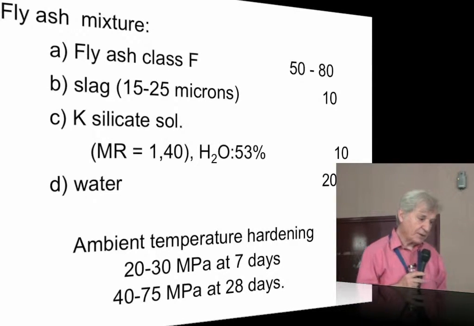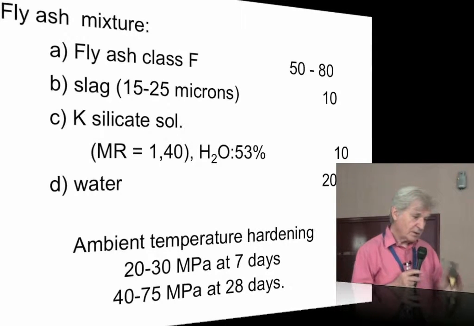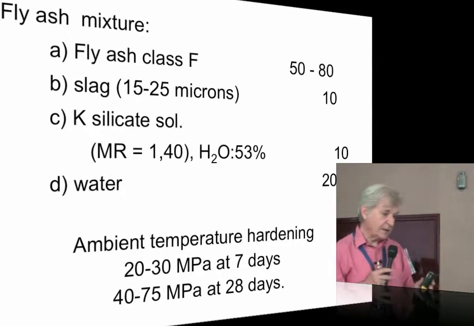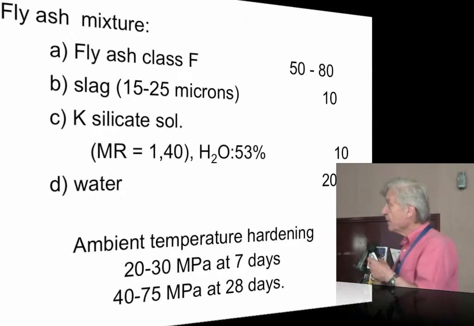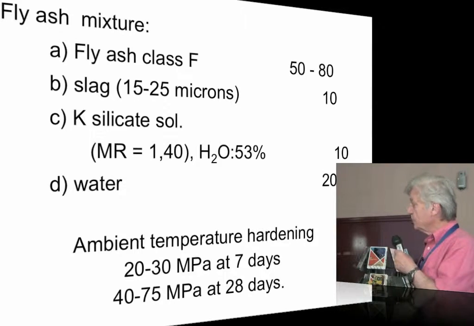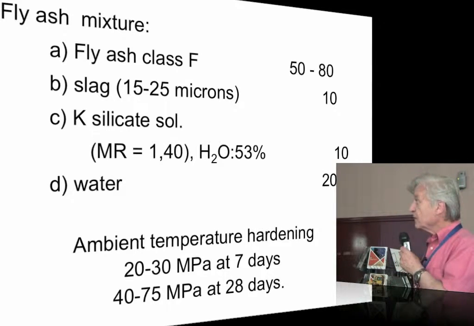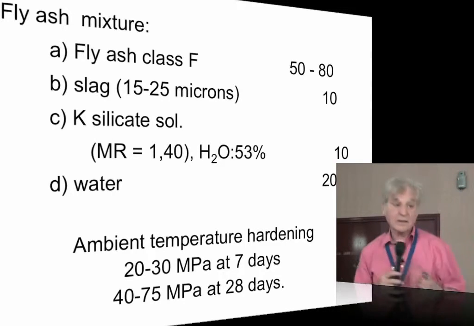So, ambient temperature hardening. You see we have a small amount of water, a small water ratio practically. We add 20 of water and 10 of potassium silicate that contains 50-50, that is 25 parts of water, 10 parts, and 50 to 80, sometimes 70-80 of the slag.